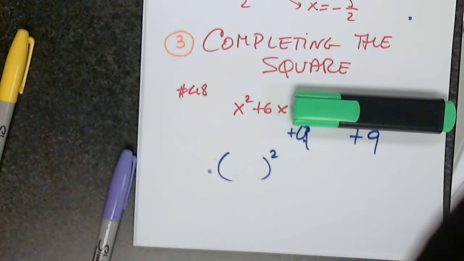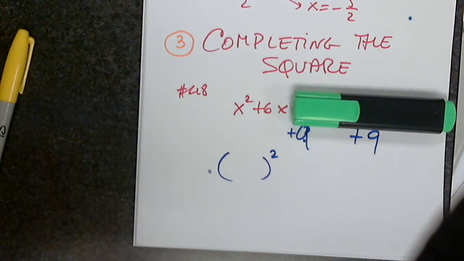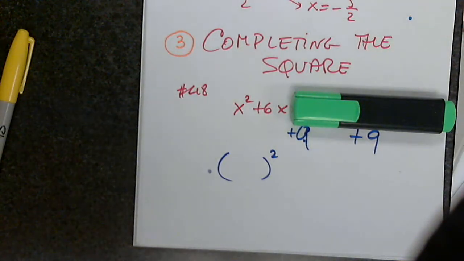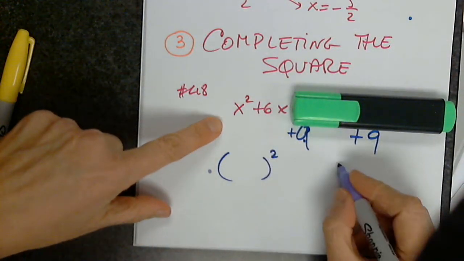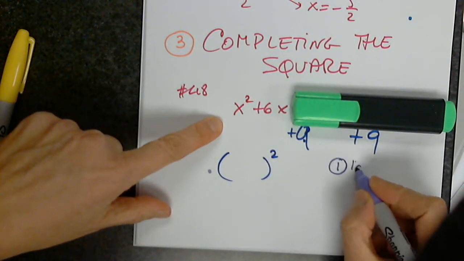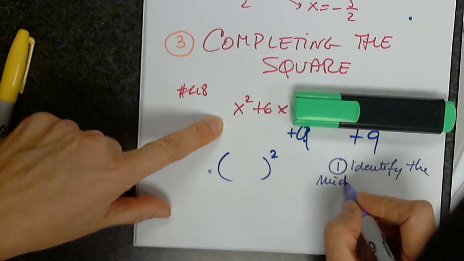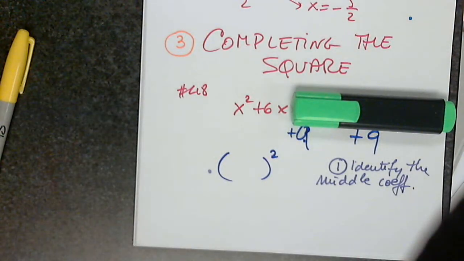I can't just add to one side and say, hey, it's still an equation. No, it's not. It's still a balance. So let me explain the concept behind finding the 9. That 2 in there is the key from the formula. So in completing the square, the first step is to identify the middle coefficient. Okay, so let's identify the middle coefficient.